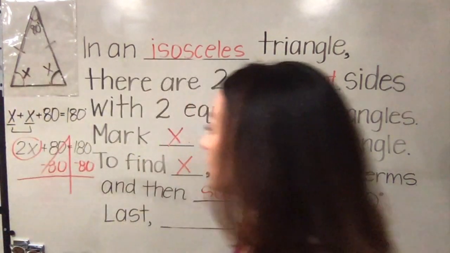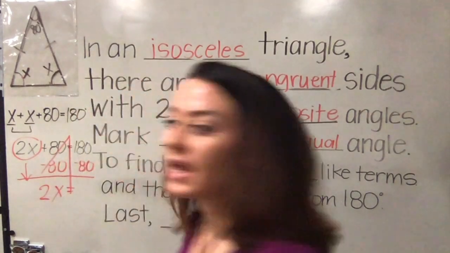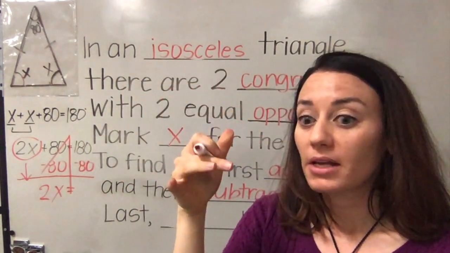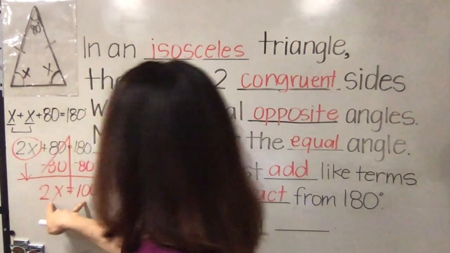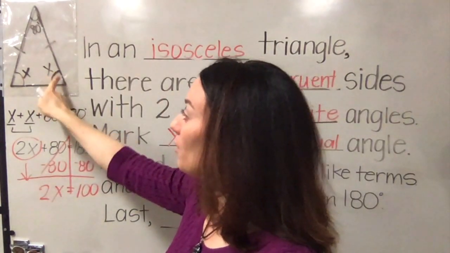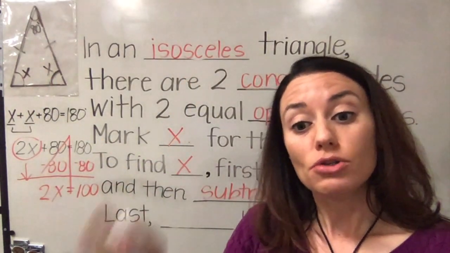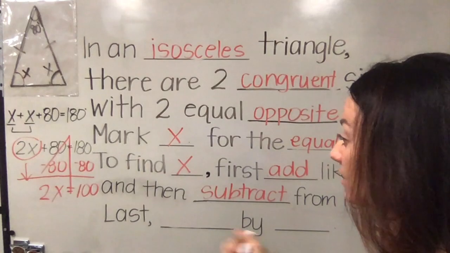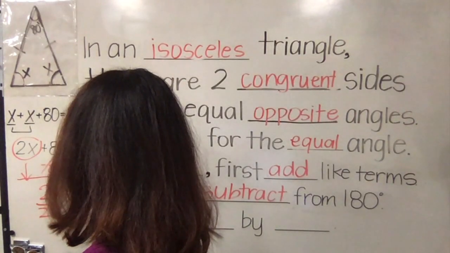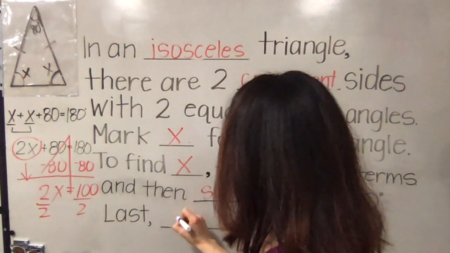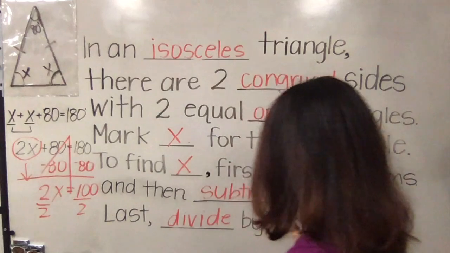Let's bring down 2x. What is 180 minus 80? 180 minus 80 is 100. Okay, so if we want to find both of those angles together, they're going to equal 100, right? And they're both equal. So what do we have to do to both sides? Divide by what? Divide by 2? Yes. So last we want to divide by 2.